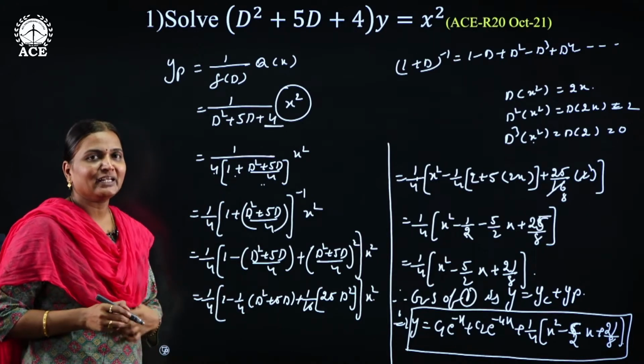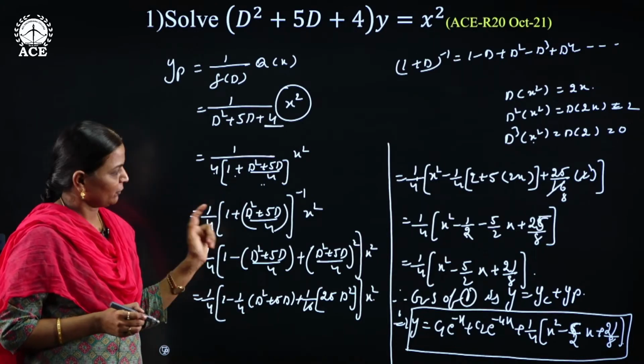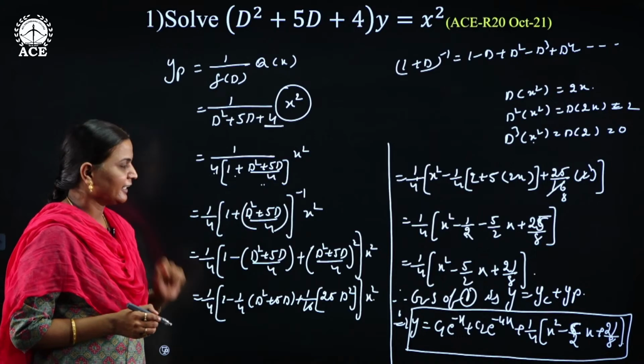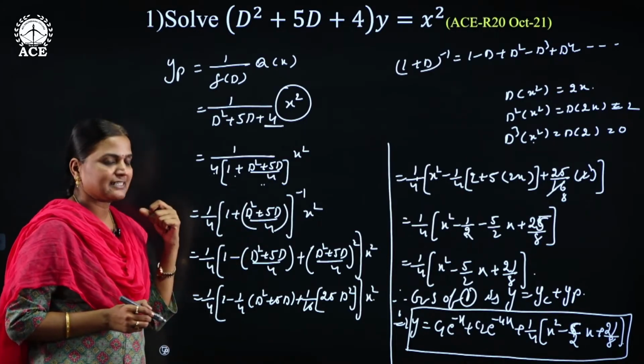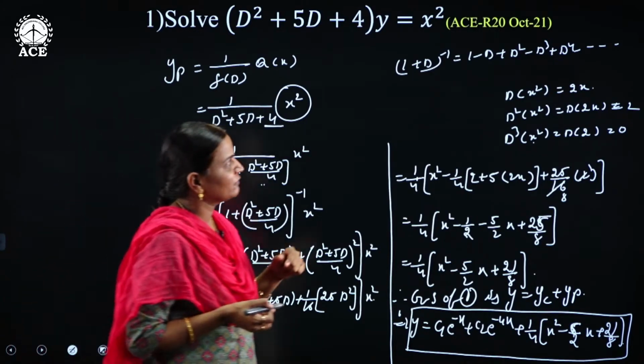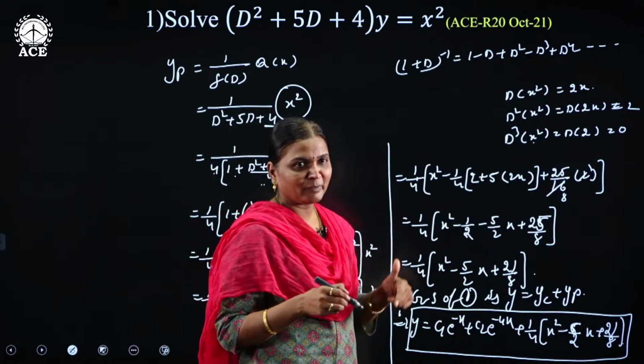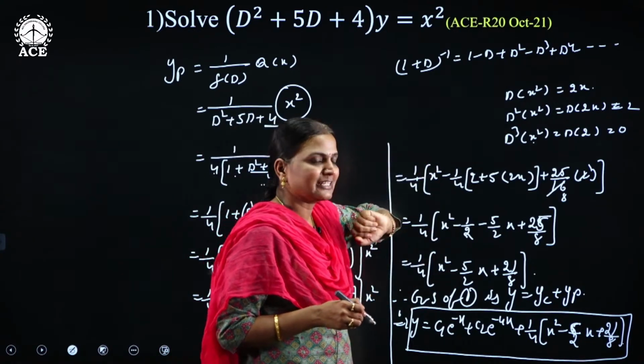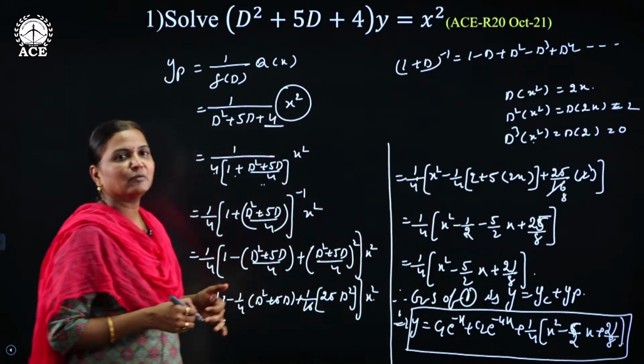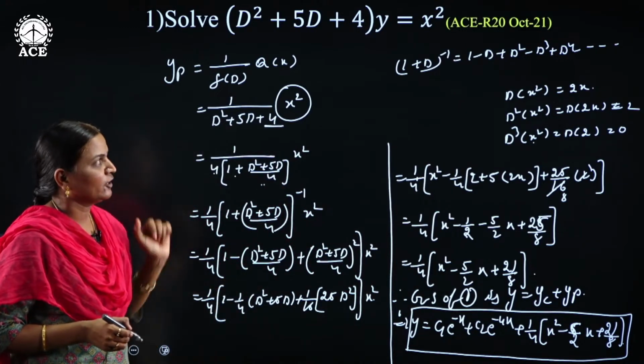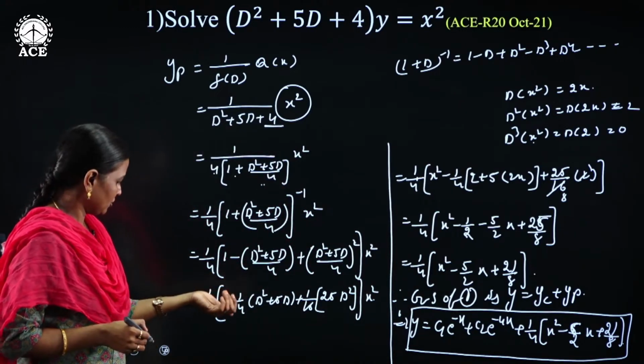Here binomial expansions are important to expand this in ascending powers of d. So this 1 plus or minus phi of d whole inverse expansion is a binomial expansion. So using the binomial expansion, expand it in ascending powers of d. So here binomial expansions are important.